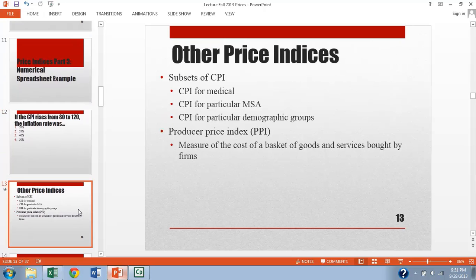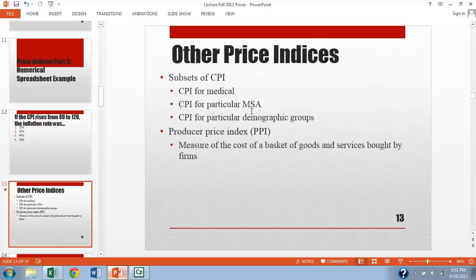And if you were interested in knowing, am I better off making $40,000 a year in Sacramento or $50,000 a year in San Francisco? Well, you know that the cost of living in San Francisco is higher. Is that extra $10,000 enough to compensate you for the fact that the cost of living in San Francisco is higher than Sacramento? Well, you would use the CPI calculations for the different geographic areas to do that.